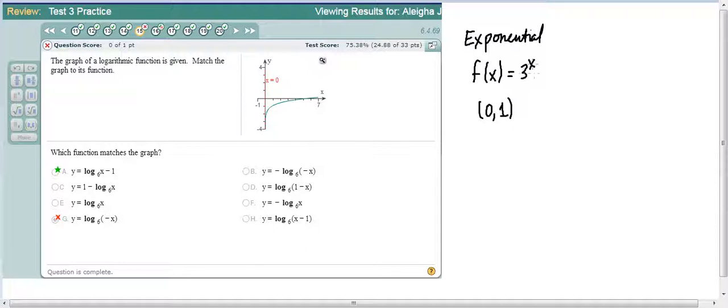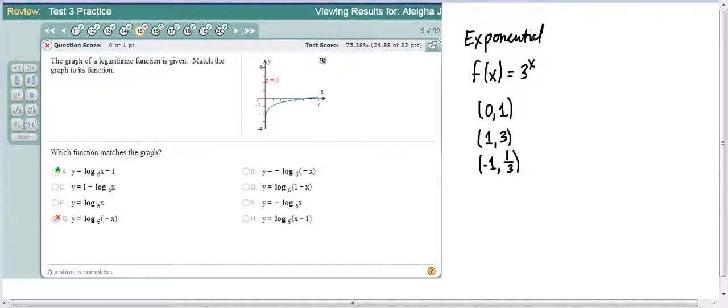Right, because it doesn't matter if this is 3 to the 0 or 5 to the 0 or 127 to the 0, it's always 1 when you put an exponent of 0. Now if you put 1 in for x, in this case we'll get 3, or you get whatever base you have. So if the base was 5, you'd get 5. If the base was 92, you'd get 92. Also if you put in negative 1, you get 1 over the base, because a negative exponent means you have a reciprocal, so you flip the thing over.